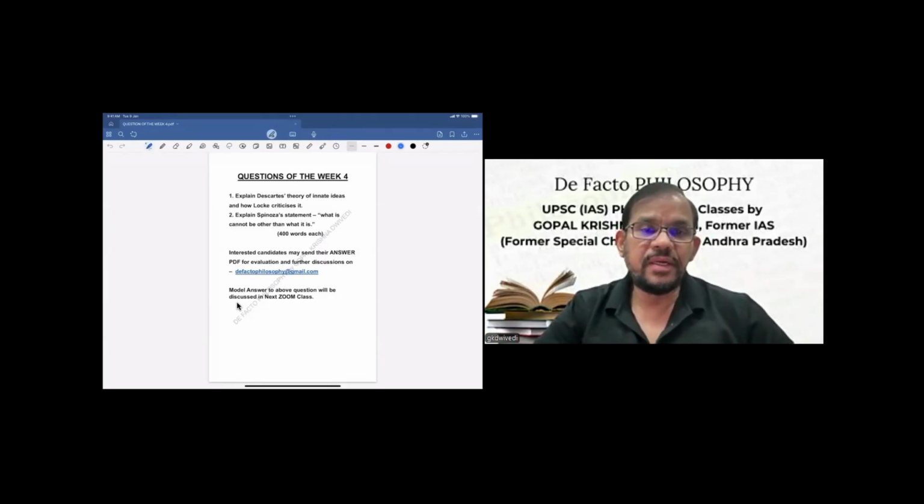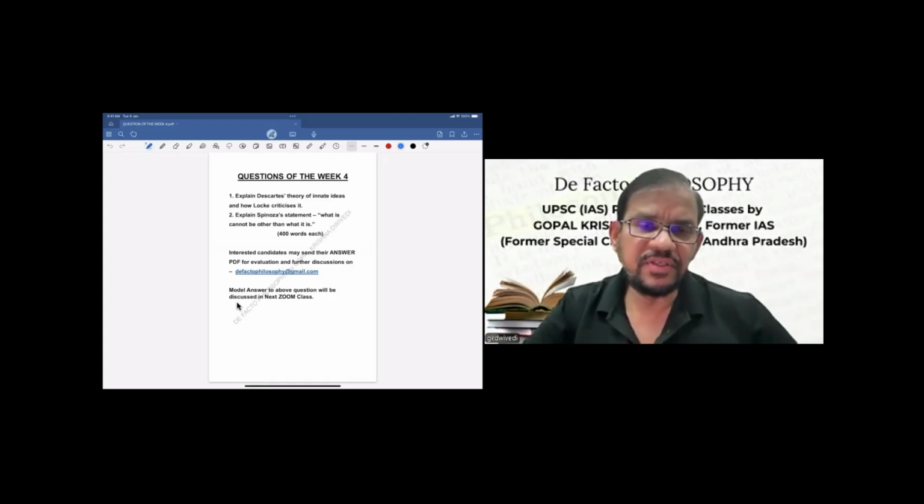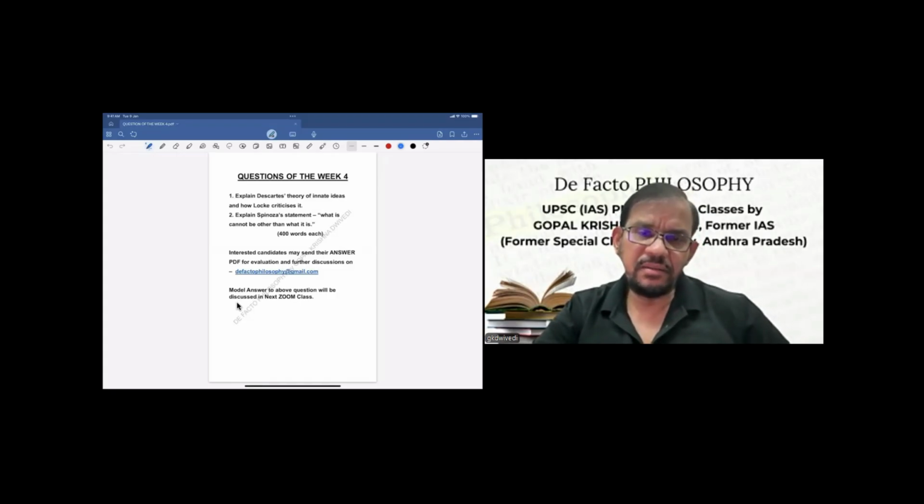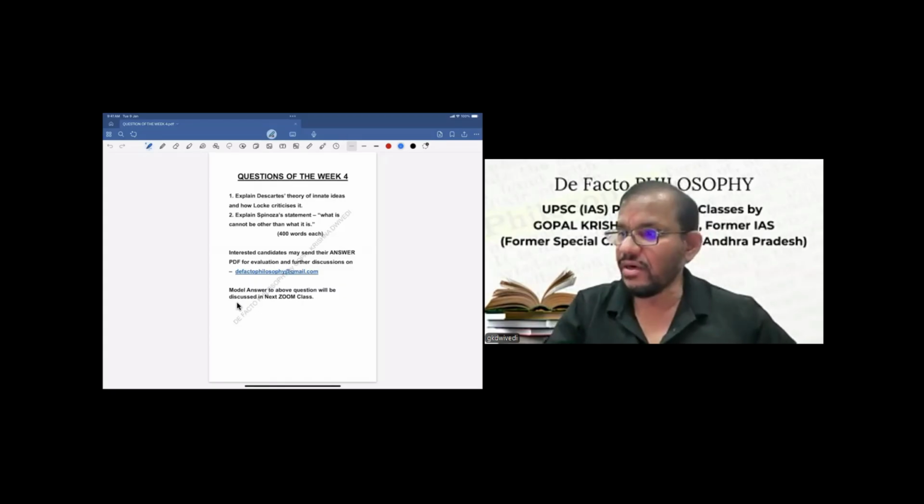Explain Descartes' theory of innate ideas and how Locke criticizes it. Explain Spinoza's statement, what is can't be other than what it is. I have written 400 words each. So basically, if a question comes for 10 marks or 15 marks or 20 marks, it can be answered if the students write it properly. So this was the question given last week. What can be the model answer? Let us understand that now.